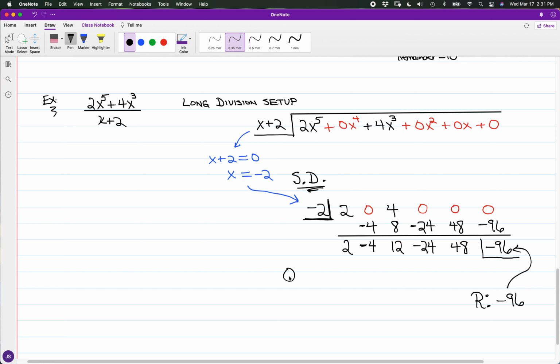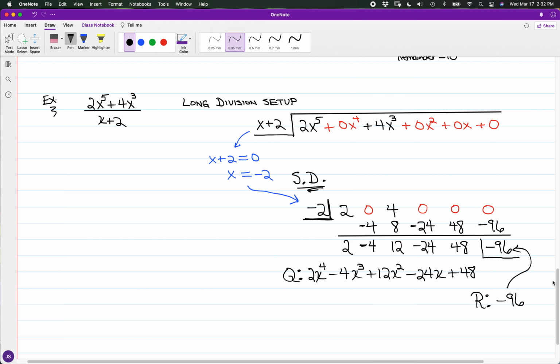And for the terms that make up the quotient, I started out with 2. This is the one in reference to 2x to the 5th, and now this 2, once it's brought down, references 2x to the 4th. For the rest of the terms, we have negative 4x cubed, plus 12x squared, minus 24x, and then plus 48.